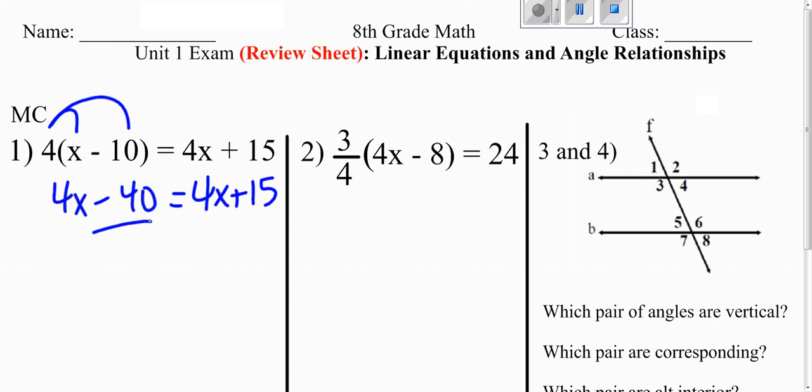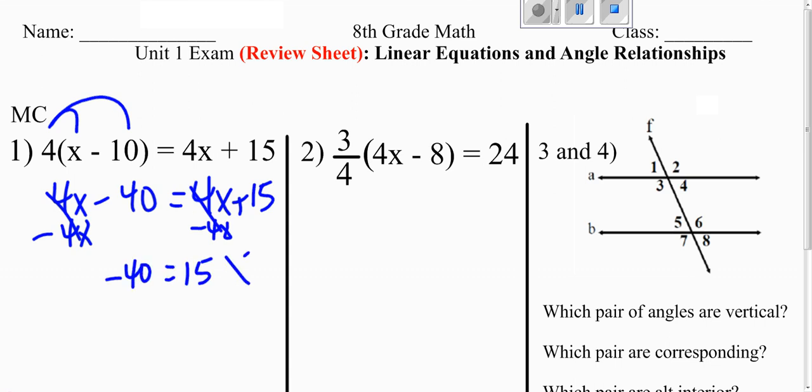But because one side has a minus 40 and one side has a plus 15, that tells me that this one is going to be no solution. So I can stop there and pick no solution as my answer. Or if I want to continue, I do minus 4x for both sides, and I get negative 40 equals 15, which tells me no solution.